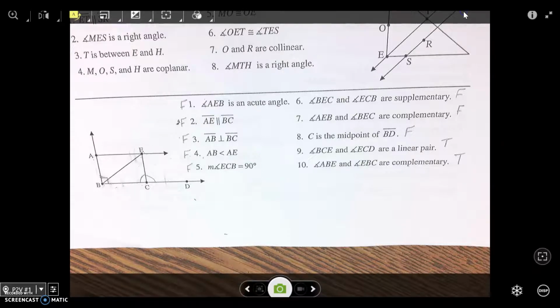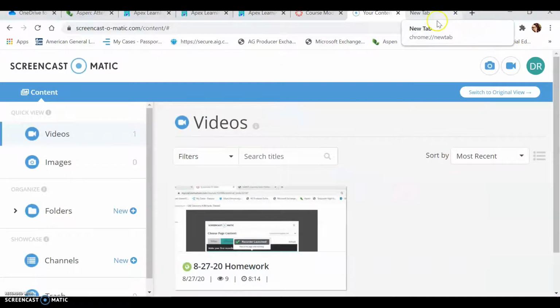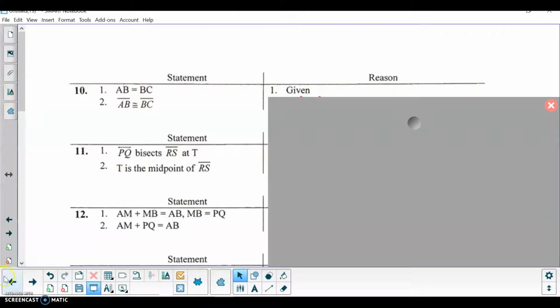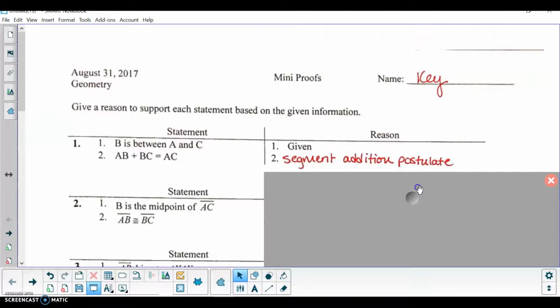All right, look at the mini proofs page. Number 1, we did this one together, but we'll look at it. B is between A and C. So AB plus BC equals AC. That was just your segment addition postulate. Right, number 2, B is the midpoint of AC. That's your given.